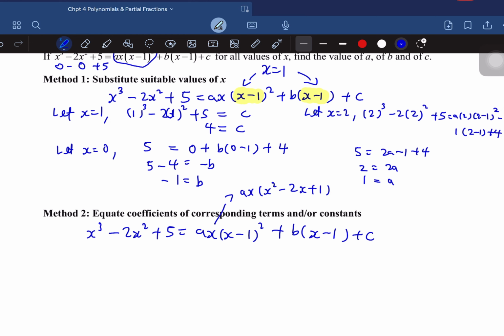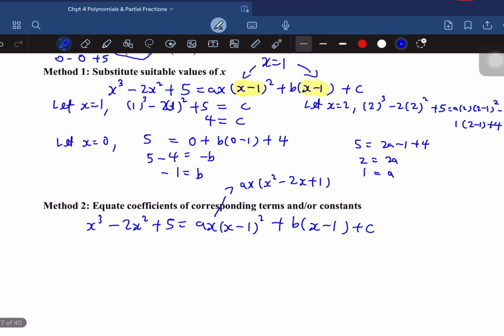Okay, so with this I will say, by comparing, take note all these statements must be written, by comparing coefficient of x cubed, this is the x cubed, so I'll compare the x cubed on the right hand side. The only term that gives us x cubed is this ax times x squared, no more x cubed on the right hand side. So I now write down the coefficient only, 1 equals a. So my first answer is a equals 1, very fast.